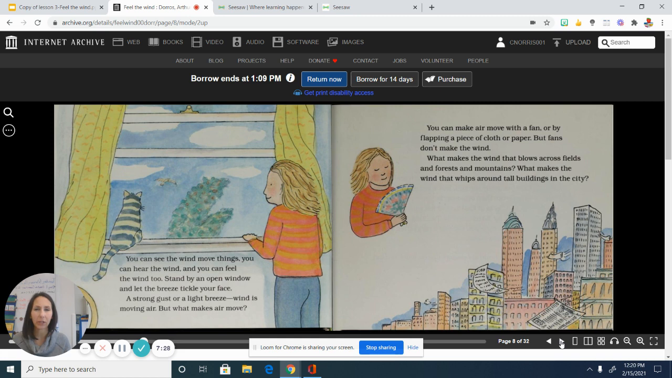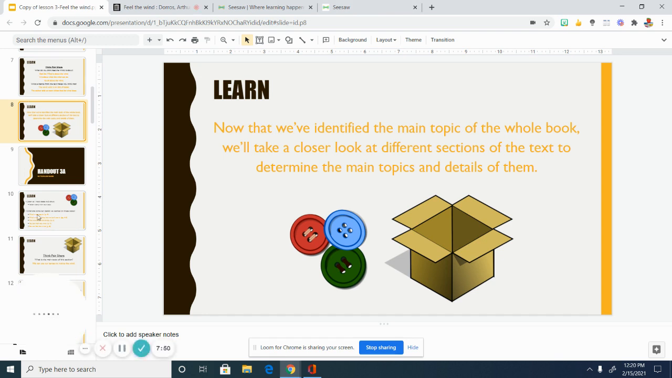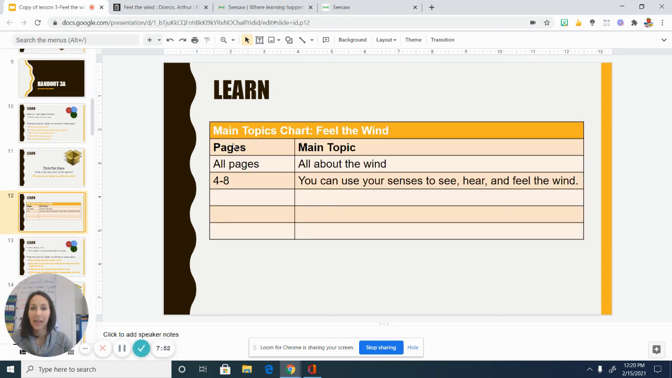So what do those all have in common? What do you think? What do all of those details have in common? Yeah, that's what I was thinking. This section is all about how we can use our senses to see, hear, and feel the wind. So let's add that to our main topics chart. Okay, here we are. So I added: all pages, the whole text is about the wind. And then on pages 4 through 8 that we just read, you can use your senses to see, hear, and feel the wind. Let's look at one more section together.